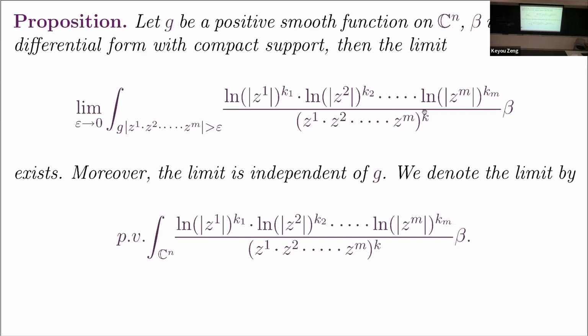And then the claim is that if we let epsilon go to 0, then this guy is convergent. And moreover, the limit is independent of G. Here G will affect the shape of our domain, but our limit does not depend on G. In particular, this limit will not depend on the coordinate transformation, because once we perform some coordinate transformation, our divisor will differ by a factor G.